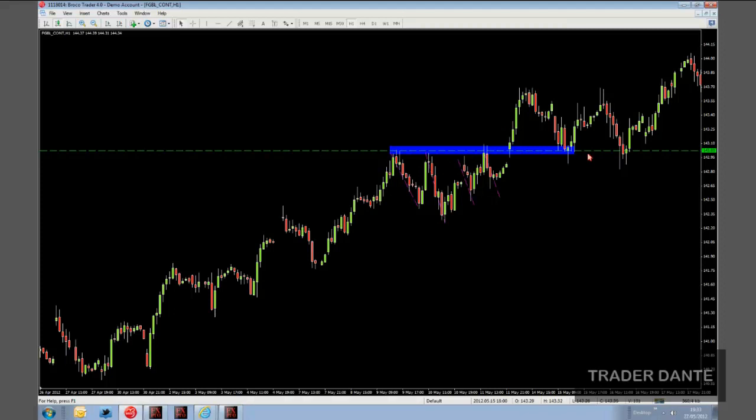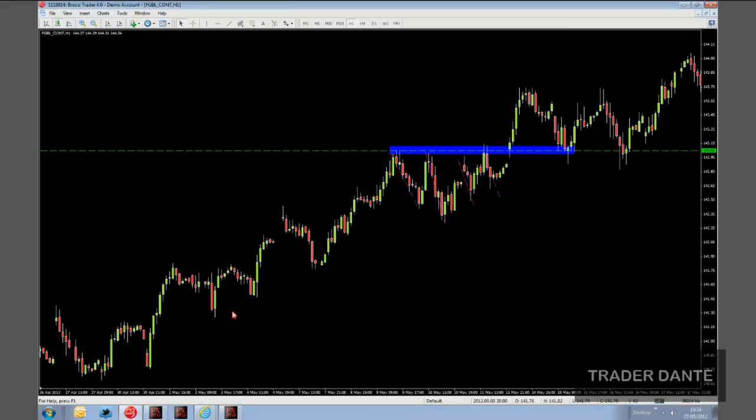But I always use the same principle. If it's had 3 touches over a significant period of time and the rallies or the dips have been sizable, then I will trade it. And I will trade it blind. I will need no confirmation. I will just leave an order in, put a stop, and go for a target. And those are the nicest, highest probability trades you can get. Okay, they work very, very well.